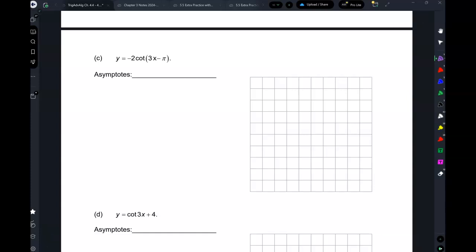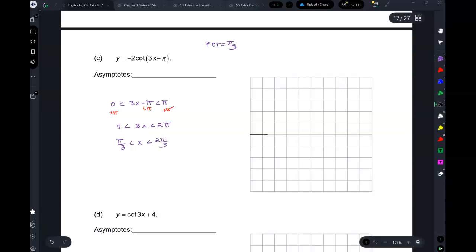Negative 2 cotangent 3x minus pi. Okay, what's the period, by the way? Right. All right, so here we go. We're going to go from 0 to pi and put in 3x minus pi. Add pi everywhere. Right? Then what? Pi, 3x, 2 pi. So here we get pi over 3, x.